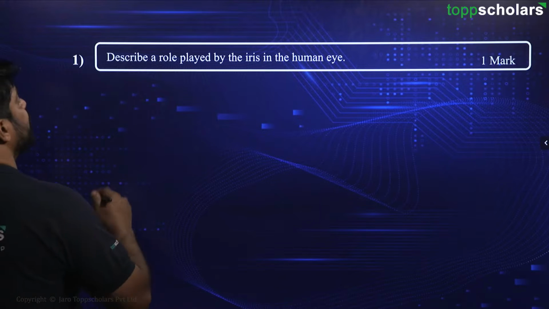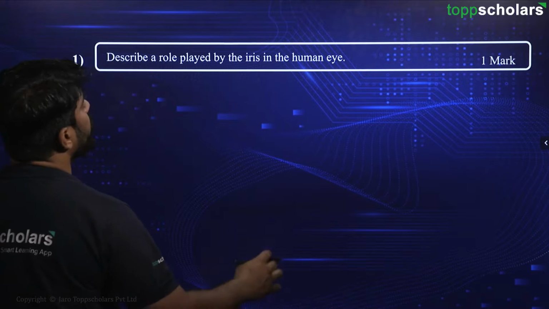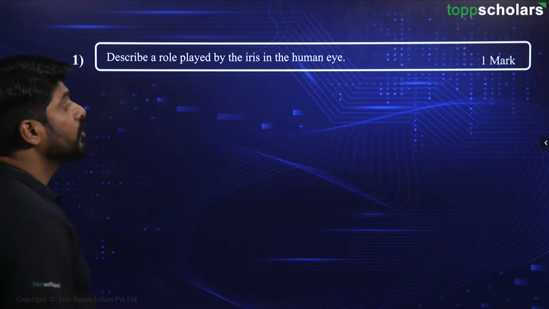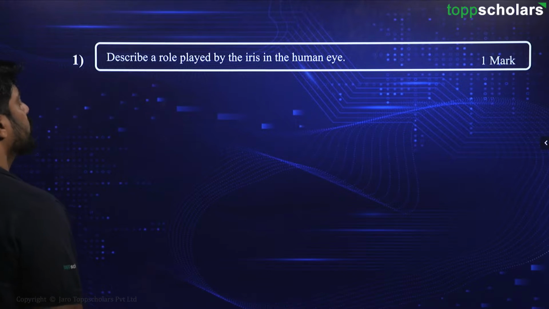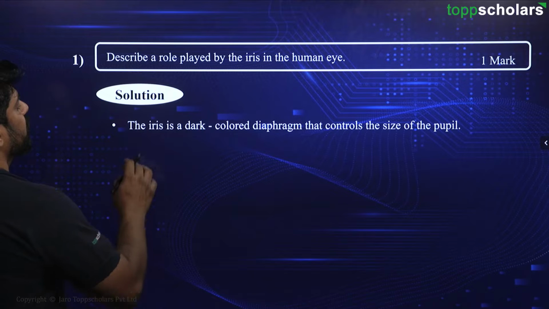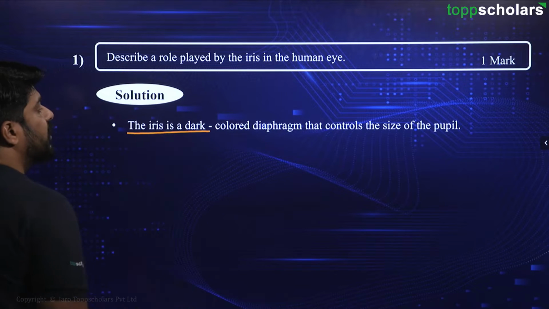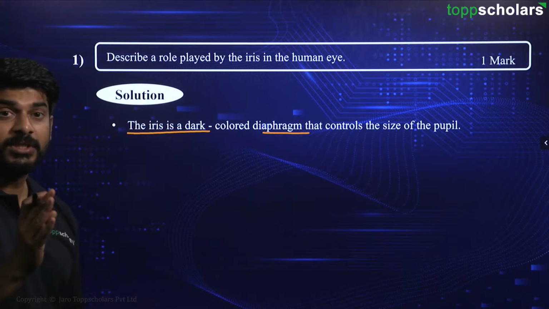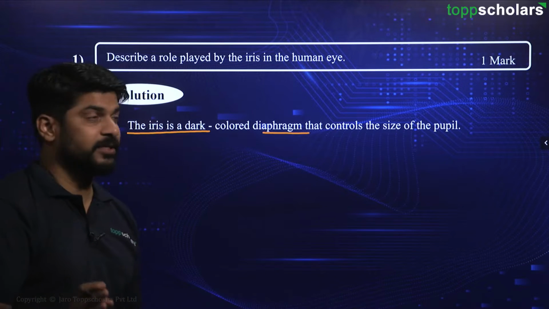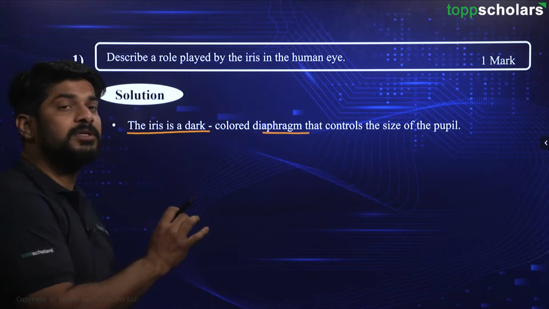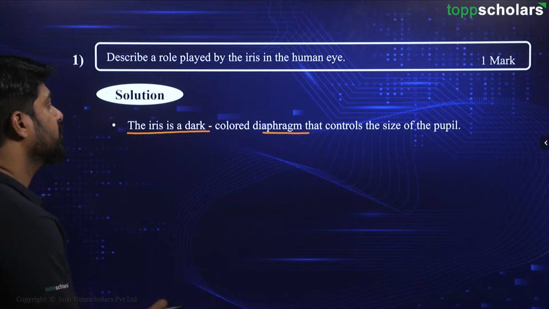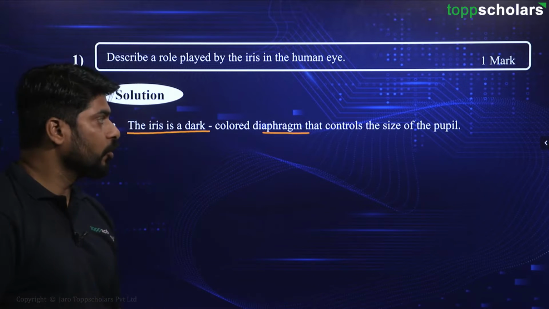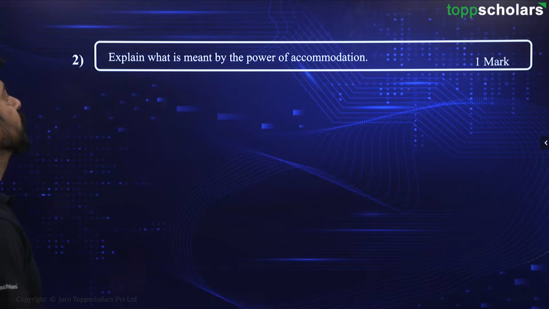First question here is, describe the role played by the iris in the human eye. This is very simple, isn't it? The iris is a dark colored diaphragm that controls the size of the pupil. So basically this is the main role of the iris. Moving on to the next question.